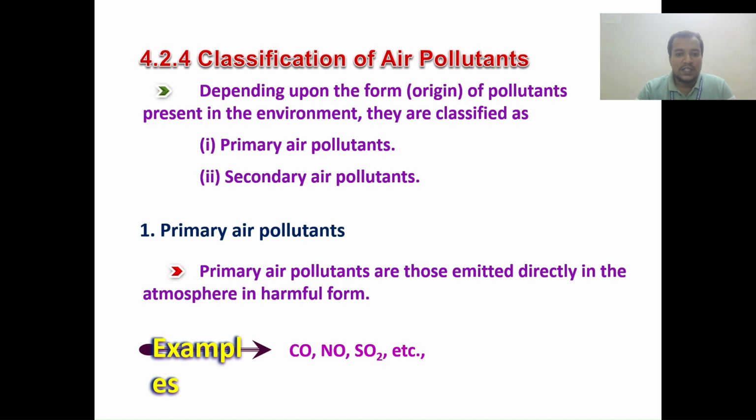And the classification: there are two classifications. The first one is primary air pollutants and the other one is secondary air pollutants. Primary air pollutants are those emitted directly into the atmosphere in a harmful form, for example nitrogen monoxide, sulfur dioxide, and carbon monoxide. These are the primary air pollutants.